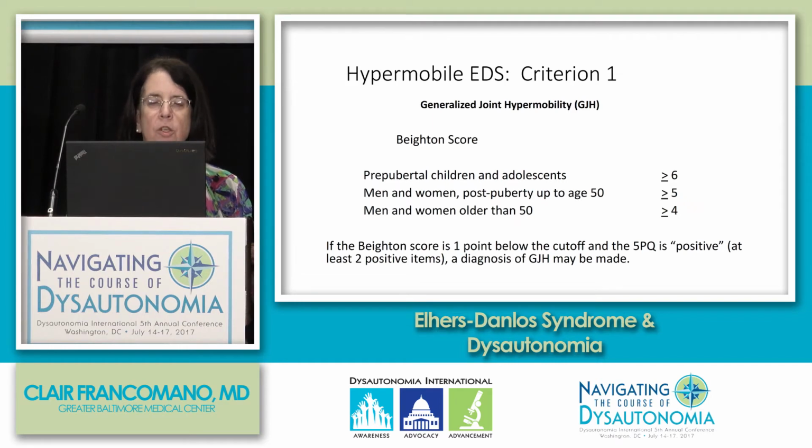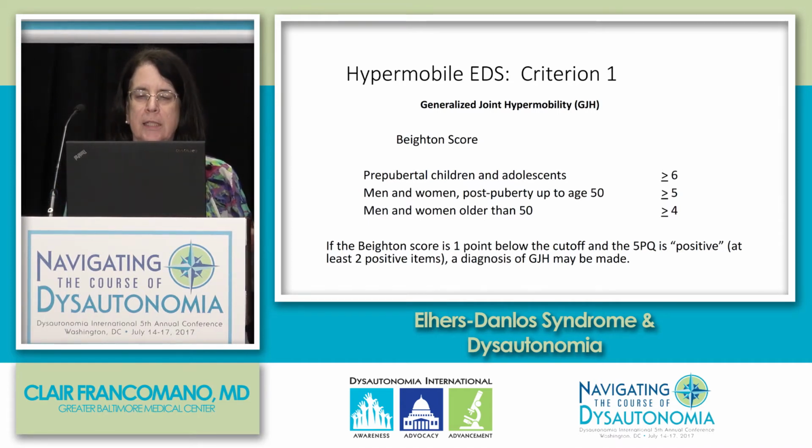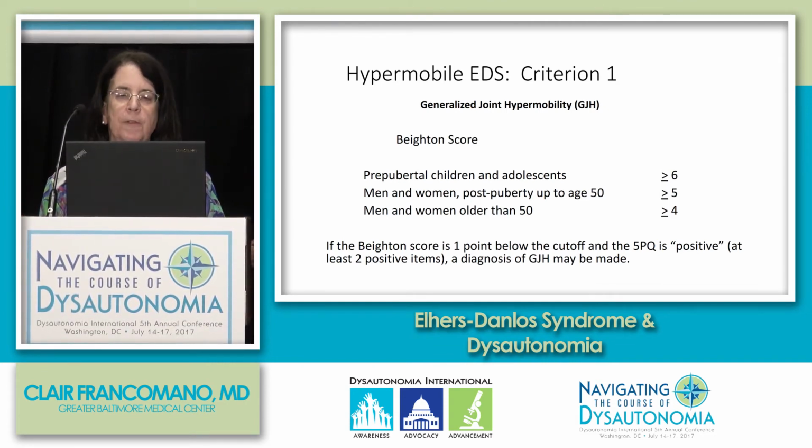And so to meet the hypermobile criterion number 1 of generalized joint hypermobility, that Beighton score that I was talking about earlier, we now have a graded cutoff depending on people's age. So for children and adolescents, greater than or equal to 6 is the requirement for a positive Beighton score. For men and women who are after puberty and up to age 50, greater than or equal to 5 would be considered positive, and for men and women over 50, greater than or equal to 4.